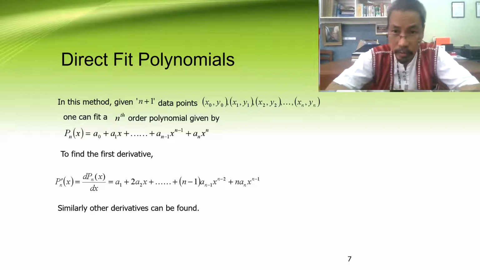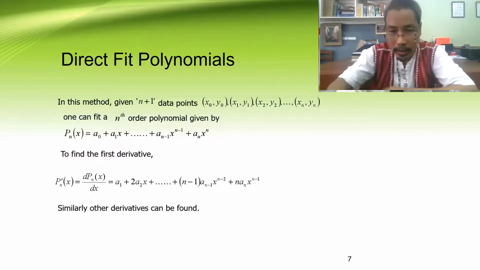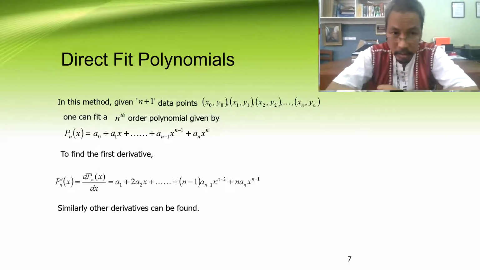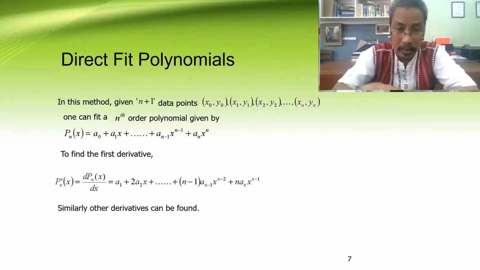If you want to find higher derivatives, they can be found by just taking the derivative of this. How many times? For example, do you want the third derivative? Then take the derivative of this given p sub n 3 times. If you want the fifth derivative, take the derivative of this 5 times.